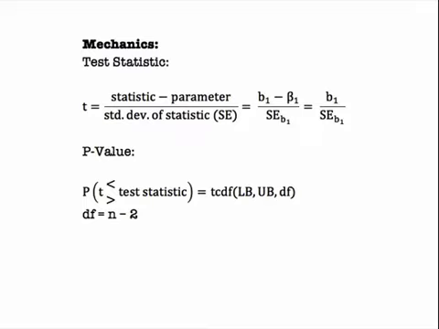So then we can find our p-value. The p-value is the probability that my test statistic is greater than or less than, depending on the test, whatever I get for t. Your calculator will give you this value, but if you're doing it all using a table, you would do a t-CDF with your lower bound, upper bound, and degrees of freedom. Your degrees of freedom for these problems is n minus 2.